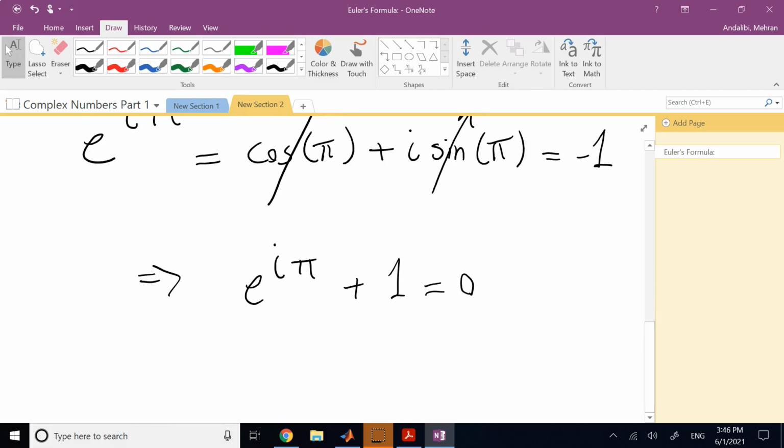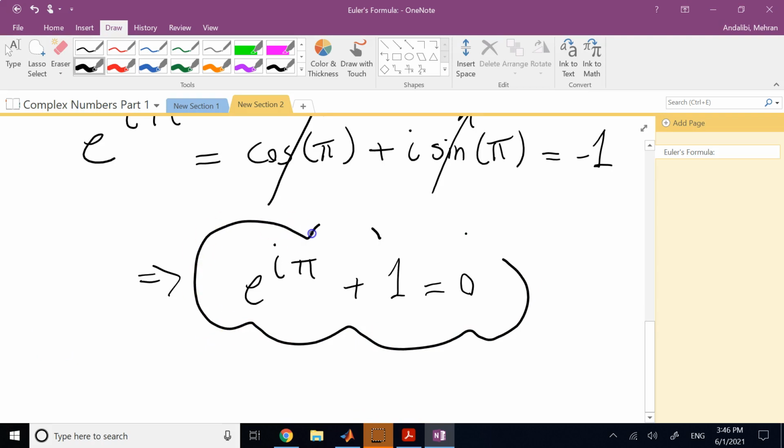And mathematicians love this formula. I've seen many of them call this the most beautiful math formula out there. Because there is Euler's number in it, there is pi in it, there is the base of complex numbers, and there is 1 and 0. So all of those important guys in math are all in one formula. So they love this formula, okay?